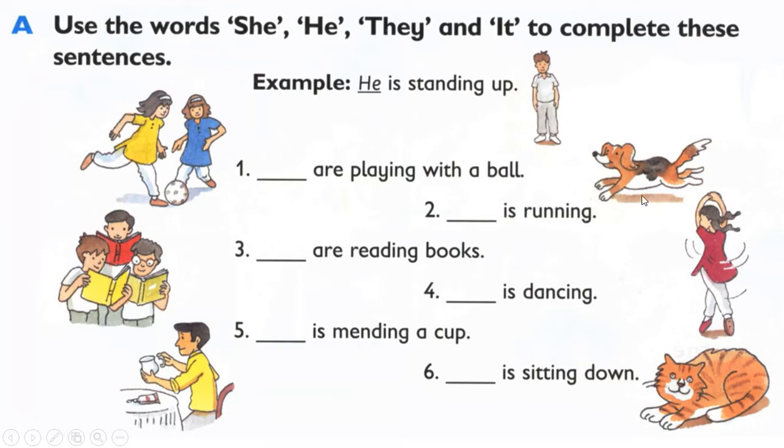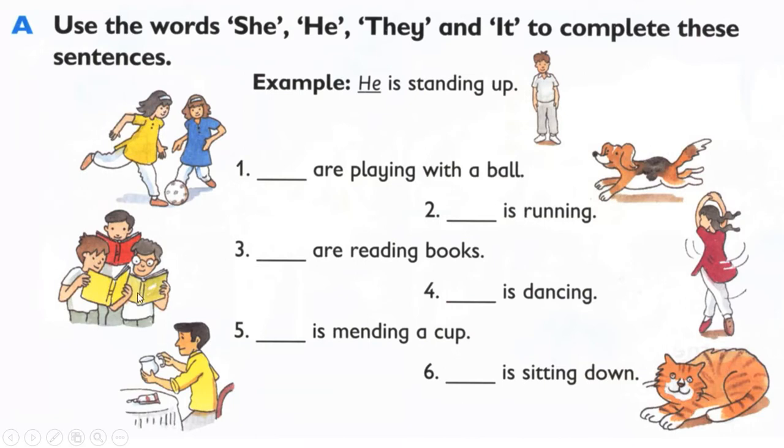Now, number two, look at this picture. This is a dog. It is running very fast. You know it is an animal, so you use it here. It is running. Here you have to put it.